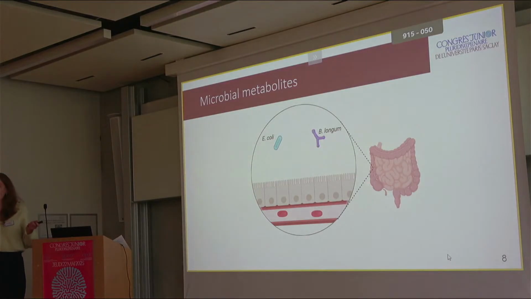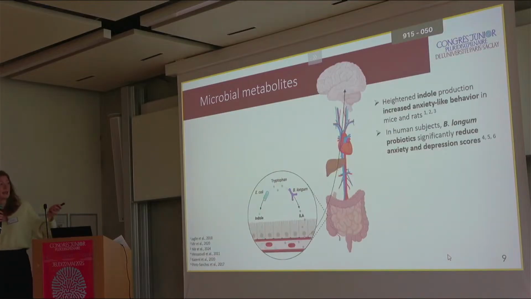My team specifically works on understanding the role of microbial metabolites in this gut-brain crosstalk. So to understand what these are, let's take a look at 2 bacteria that are some of the first to colonize the gut, E. coli and B. longum. These bacteria are able to break down tryptophan into the molecules indole and ILA, and these are microbial metabolites. Indole and ILA can then pass into the bloodstream and then move from there and cross through the blood-brain barrier into the brain.